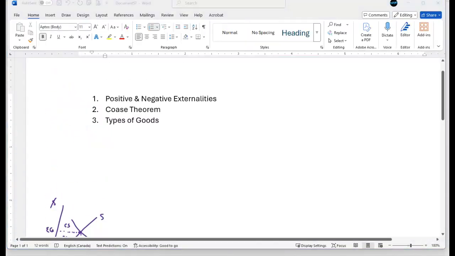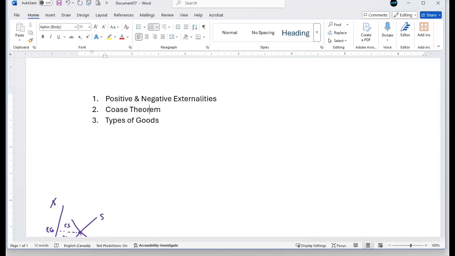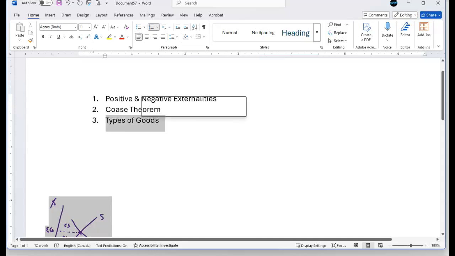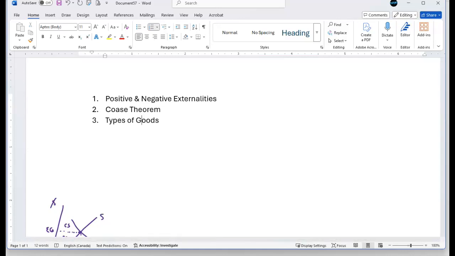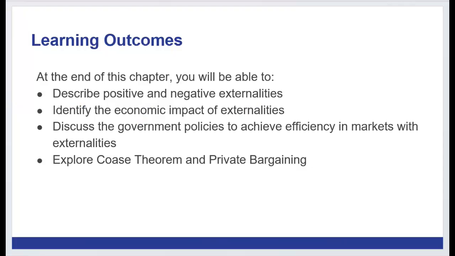And as we're doing that, we are also going to be exploring a couple of other concepts. One of them is called the Coase theorem. So we'll look at positive and negative externalities. We'll also talk about the Coase theorem, which is a different method of resolving our problems if we have them in this model. And then to finish off the chapter, there's a section on different types of goods, and we're going to explore how supply and demand isn't always necessarily the model that we need to be using when it comes to resource allocation as well. So that's what we'll be looking at today.